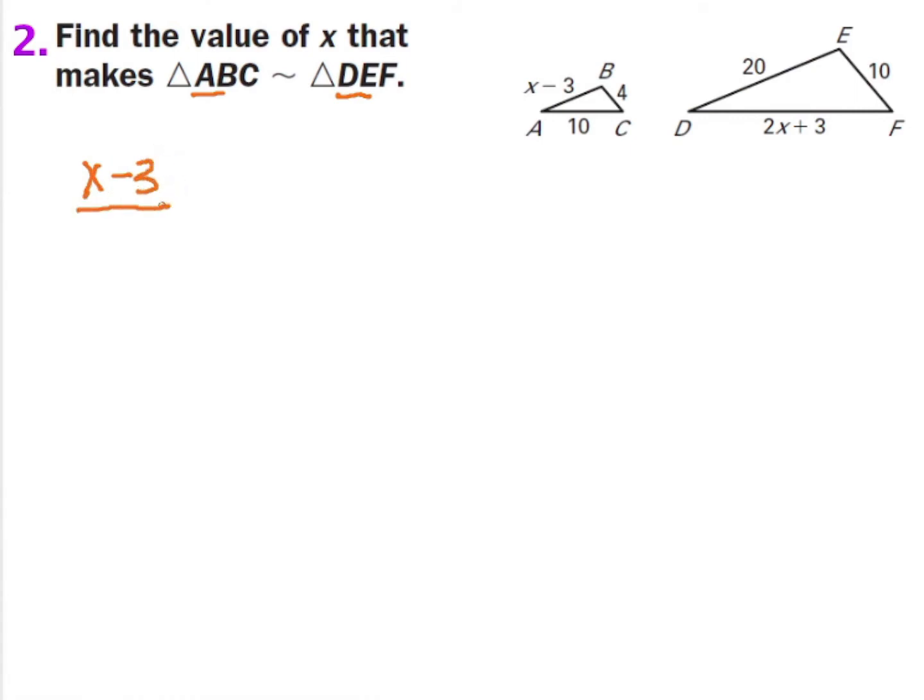The AB matches with the DE. So it looks like nothing funny, no twists, turns, reflections. The BC matching with the EF. And the AC matching with the DF.